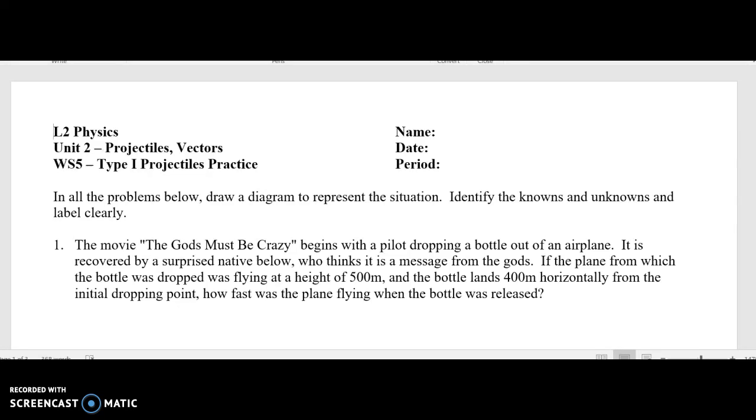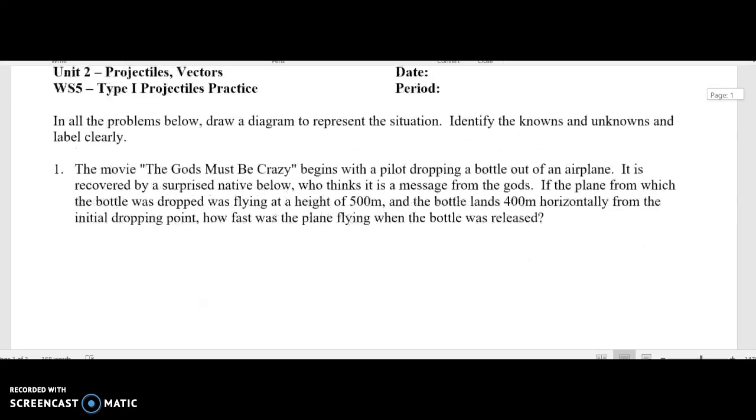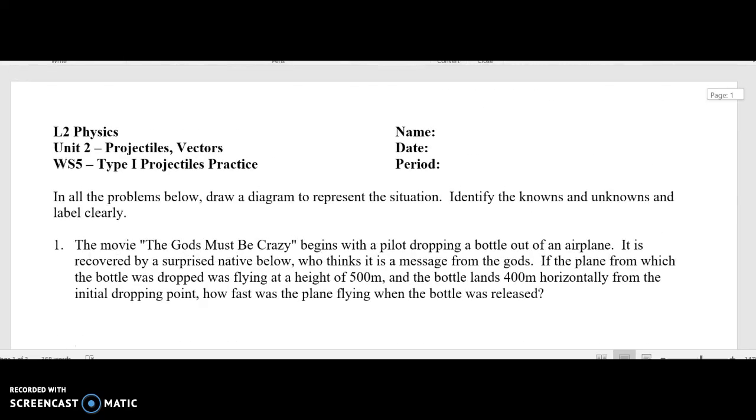Hello, everybody. So we've been doing these type 1 projectile problems recently, and I think you guys are doing pretty good, but I know it's not completely easy. So I thought I might give a screencast, something you can take a look at if you need a little bit more help. So here's what the worksheet looks like.